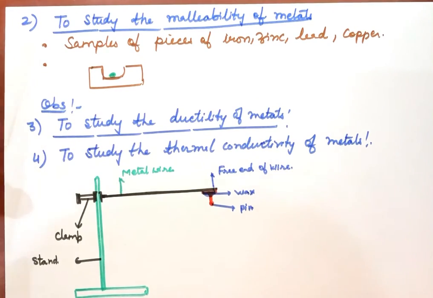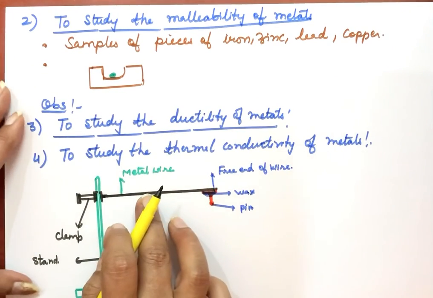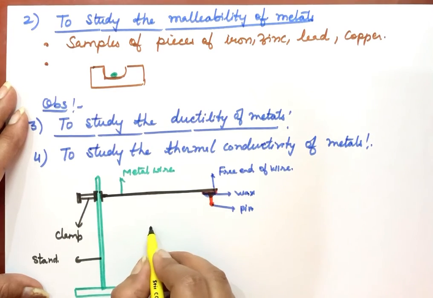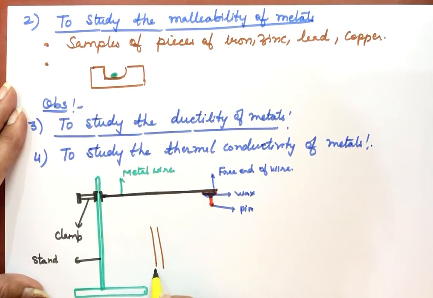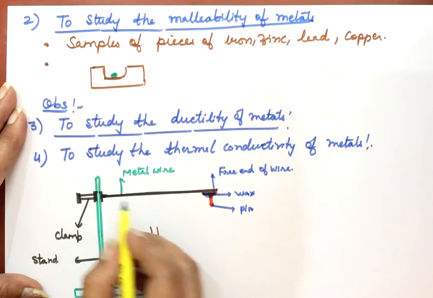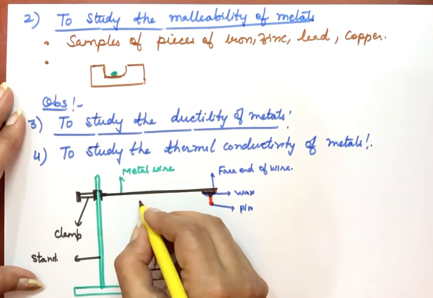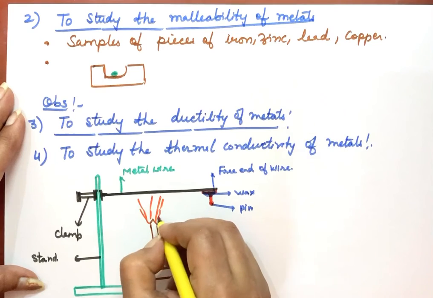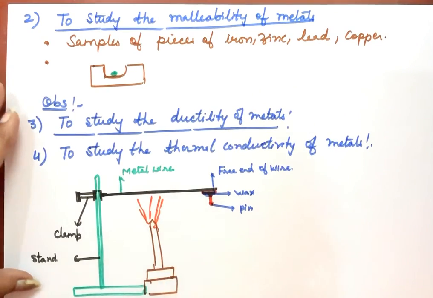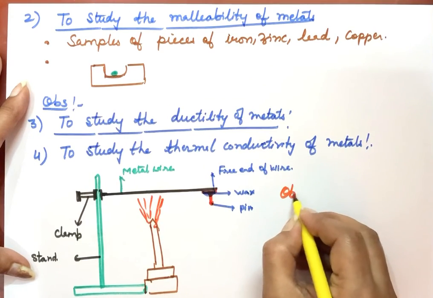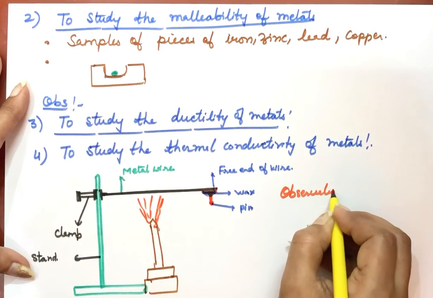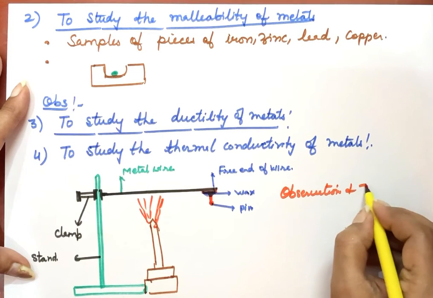Now what we'll do is we have to heat this metal wire. But which end of this wire will we heat? The end that is close to this clamp, this side. So that end only we are heating. On heating this end, this is the experiment. Now observation and inference here: what we will observe and what conclusion we will make from this.